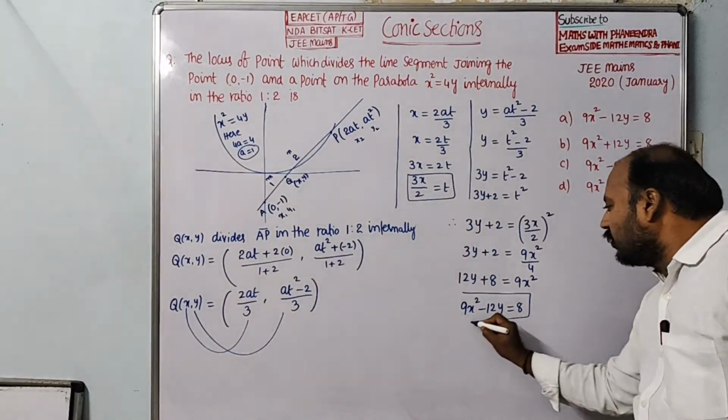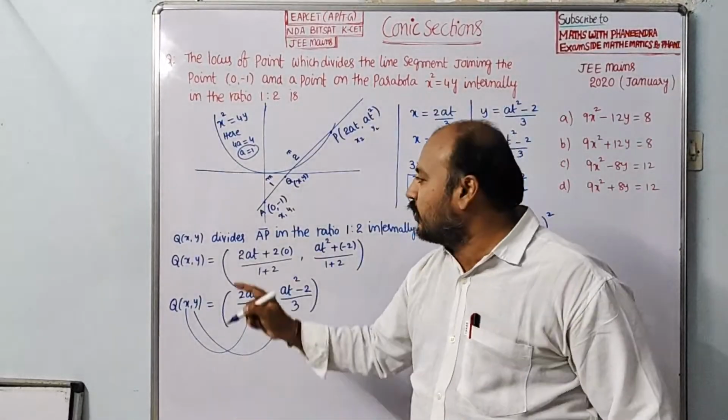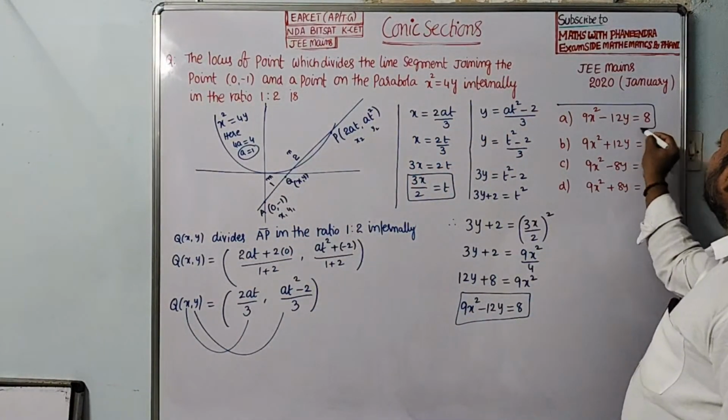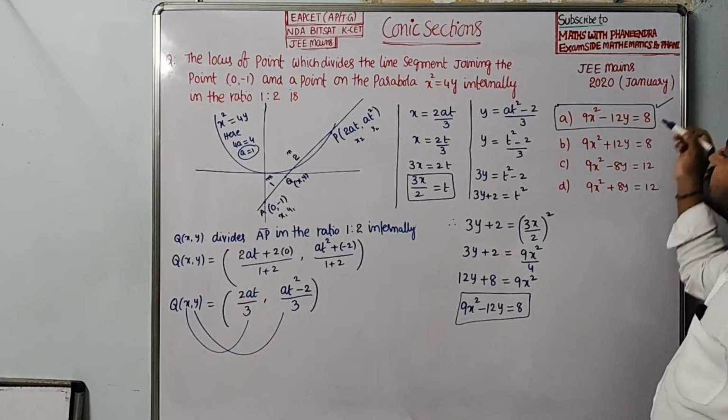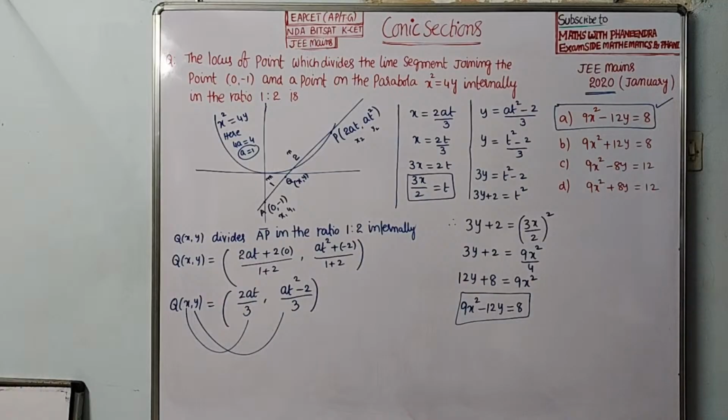This is the required locus of the point Q, which divides the line segment joining the points A and P. It is there in the first option, dear students. It was given in JEE Mains 2020.